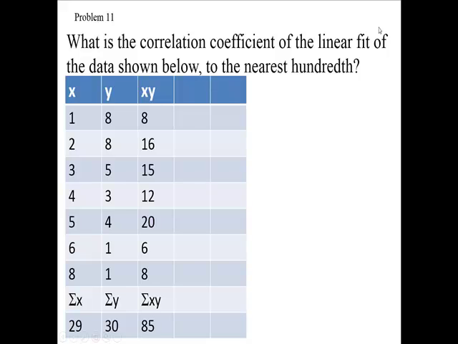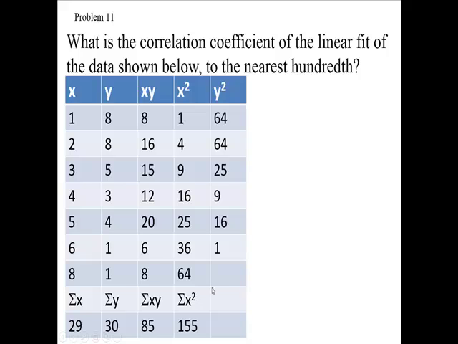Okay? Now the next thing you need to know for the correlation coefficient is x squared. So we're going to square 1. 1 times 1. 2 times 2. 3 times 3. 4 times 4. 5 times 5, 6 times 6, 7 times 7, 8 times 8. Okay, then if we add these up, you get 155. And then we squared the x, now we want to square the y. So we have 8 times 8, again 8 times 8, 5 times 5, 3 times 3, 4 times 4, 1 times 1, 1 times 1. Then when we add these up, we're going to get 180.